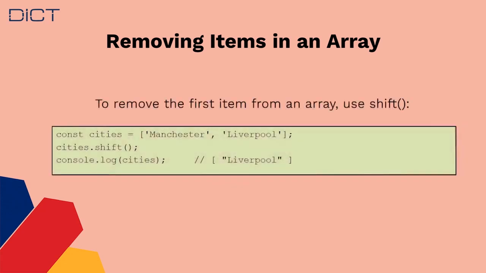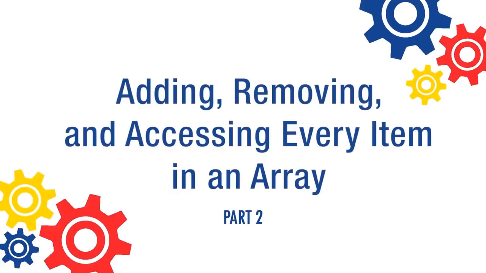Next, we have the method shift. We use the shift method to remove the first item from an array. Say for example, we declare an array, then put values to that array, Manchester and Liverpool, then we use the shift method. It will remove the first item, which is Manchester, and when we output the array, it displays Liverpool. Okay, so those are the different methods we could use in your array.